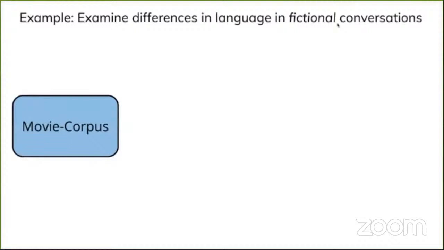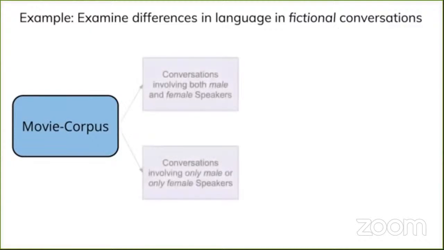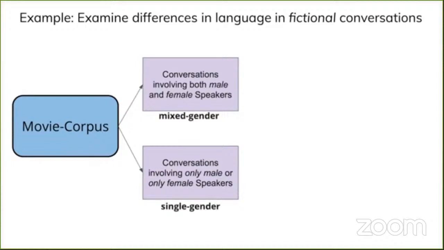We now move on to a concrete application of Convokit, where we examine differences in language in fictional conversations. And here we use movie corpus, a corpus of movie transcripts. And one question that might come to mind is, how do conversations that involve both male and female speakers differ from conversations that involve only male or only female speakers? And for convenience, we refer to these as mixed gender and single gender conversations.